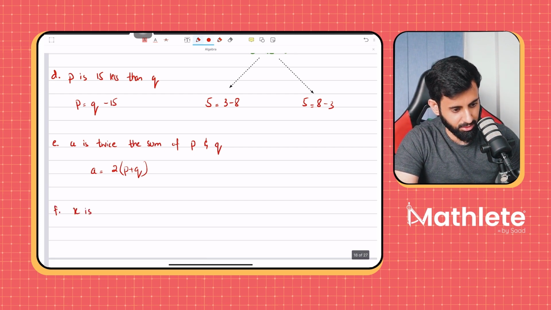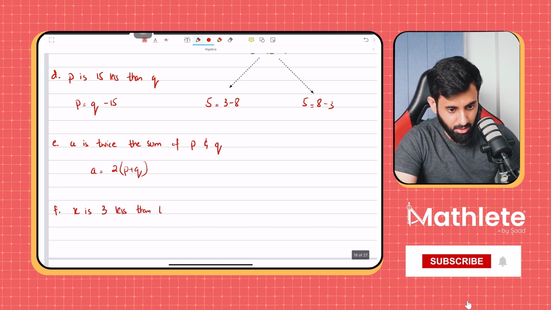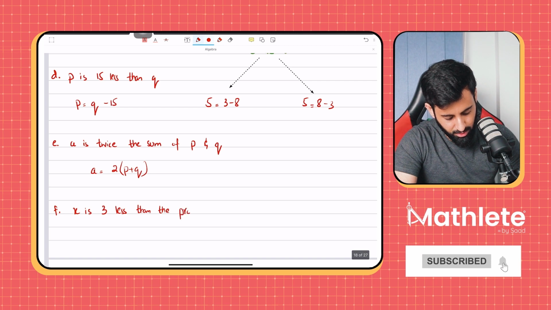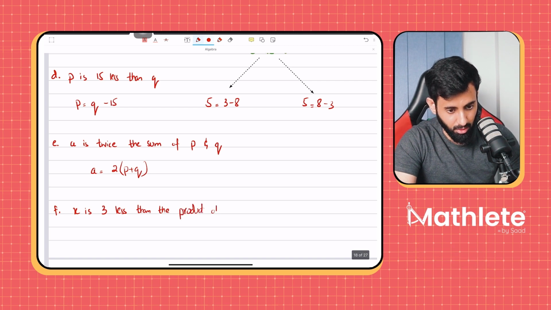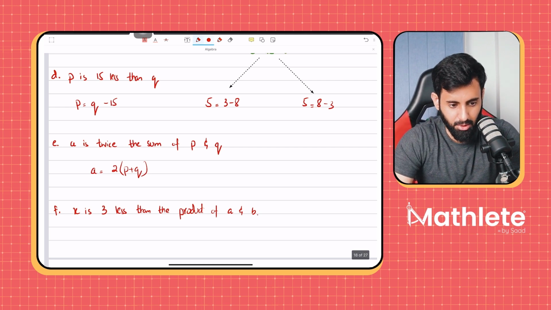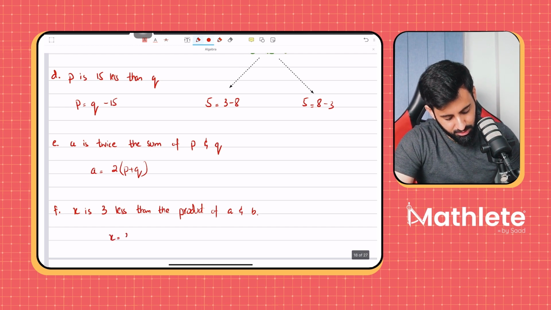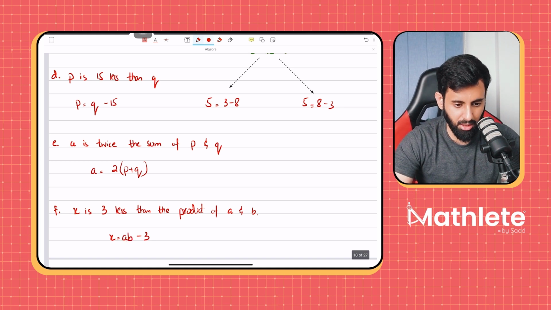Okay, what do you think about this? X is 3 less than the product of A and B. Try this out. X is 3 less than the product of A and B. That is correct. X equals, 3 less means minus 3. Product of A and B means A into B together. Okay, AB multiplied.